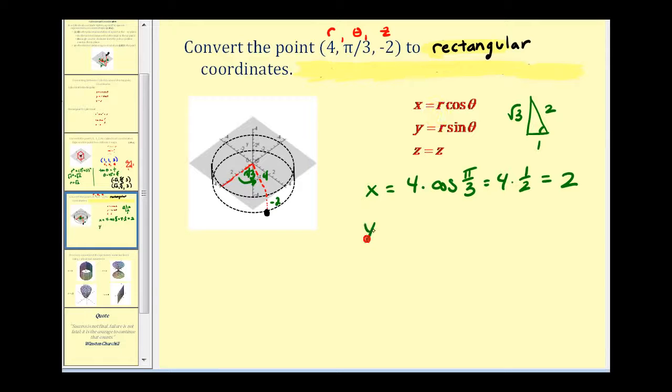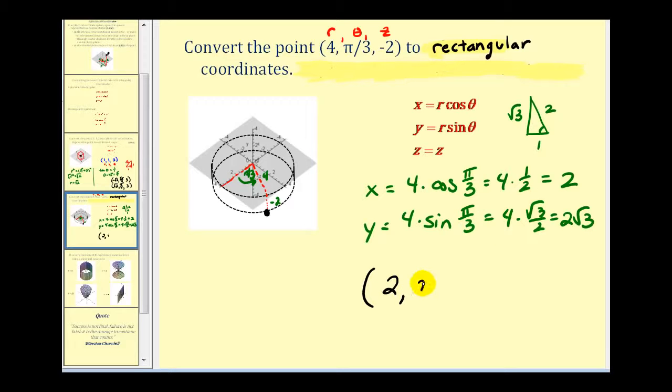The y-coordinate is going to be equal to r sine theta. So we're going to have 4 times the sine of pi over 3, which would be square root 3 over 2. Well, this simplifies here, so we have 2 square root 3. And that's all we need, because remember that z is equal to z. So the rectangular coordinates for this point would be (2, 2 square root 3, -2) for the z-coordinate.